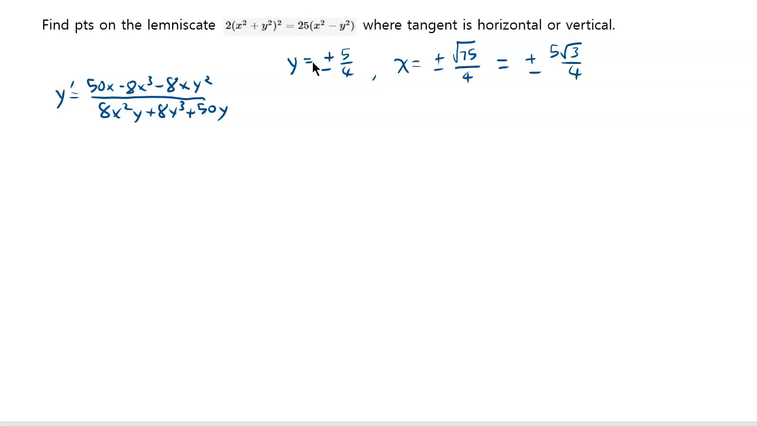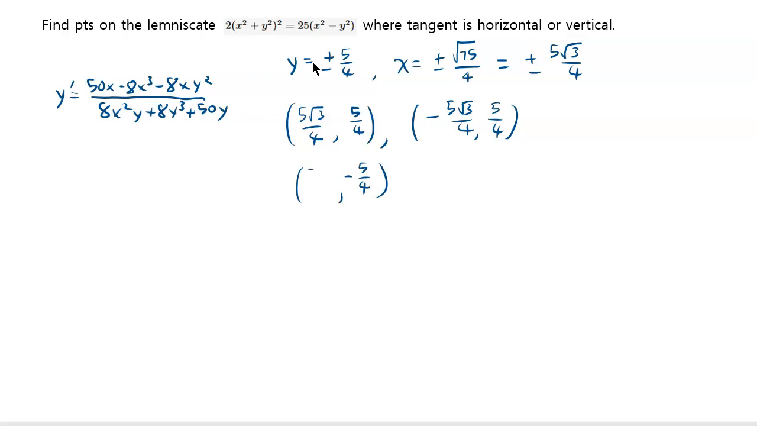Okay, so with all this work, you can finally figure out what the points should be that have the horizontal tangent line. For each y value, when y is 5 over 4, you have either x as 5 radical 3 over 4 or minus 5 radical 3 over 4. And then for the negative value of 5 over 4, you can also have the positive 5 radical 3 over 4 and negative 5 radical 3 over 4. So these are these 4 points.